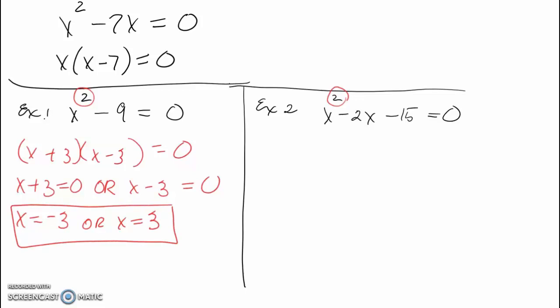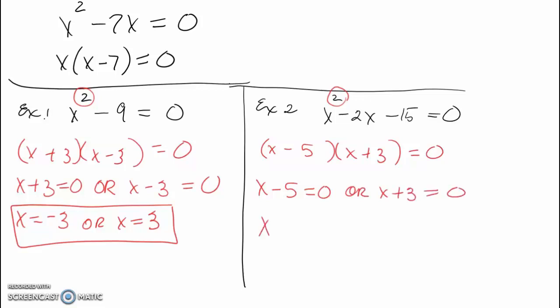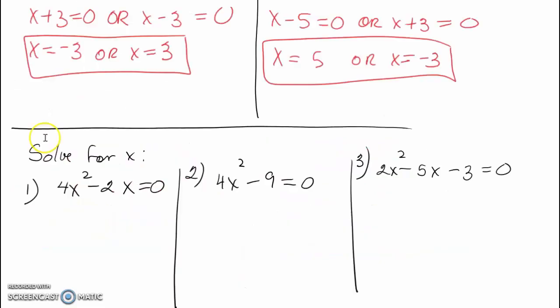In the next example, again, we're going to factor the polynomial on the left, and we wind up with x minus 5 times x plus 3. Be careful with your signs. And you wind up with x minus 5 equals 0 or x plus 3 equals 0. Your 2 solutions are x equals 5 or x equals negative 3, and you solve these 2 simple equations.